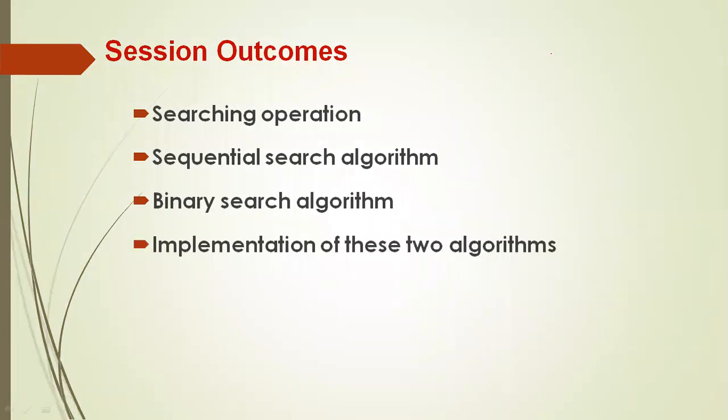At the end of today's class, you will be in a position to understand what we mean by searching operation, what the categories of searching algorithms are, how a sequential search algorithm checks whether a given element is present in an array or not, how a binary search algorithm works, what the difference is between a sequential search algorithm and a binary search algorithm, and how a C program for sequential search as well as binary search is written.